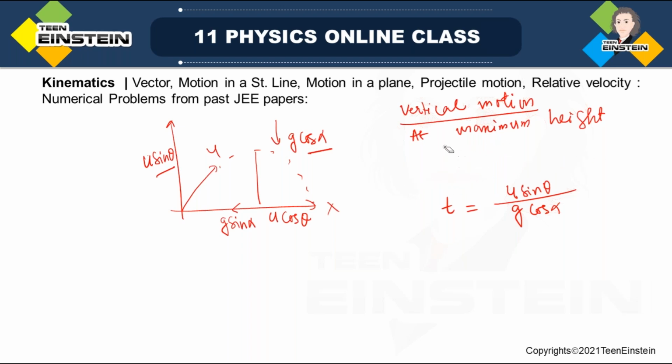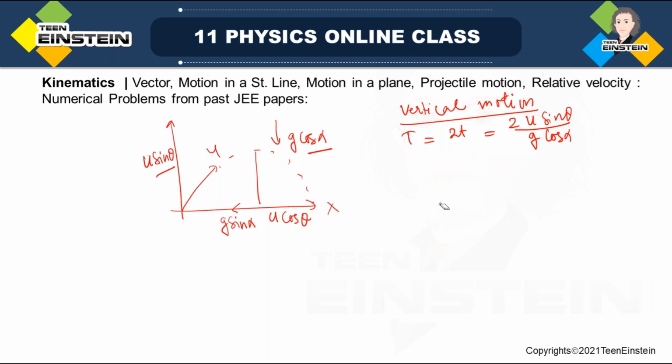So what is the time of flight then? We have to multiply 2 with this. So time of flight will be 2 into small t, that is equal to 2 u sine theta divided by g cos of alpha. Okay, let it be there. We are not putting the values right now. Let us first find out the formula, then we'll put it there directly.